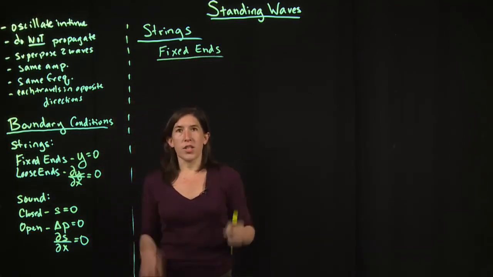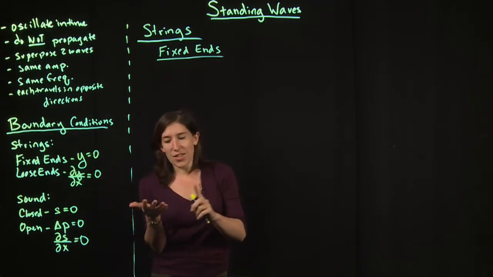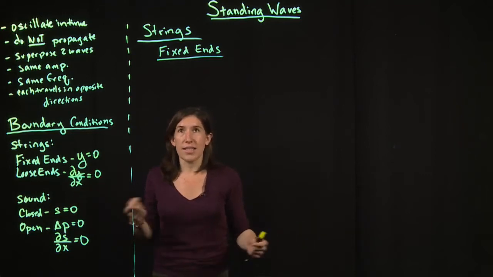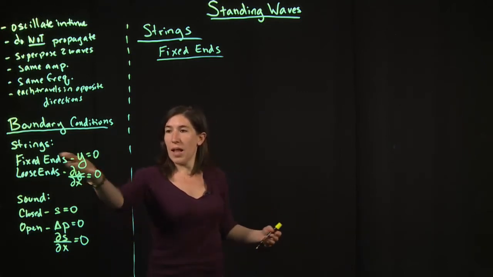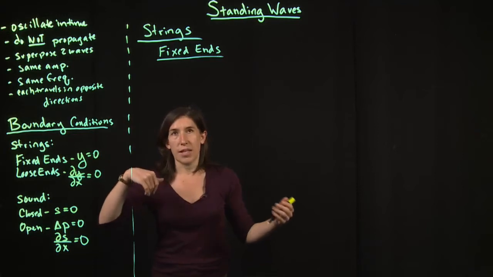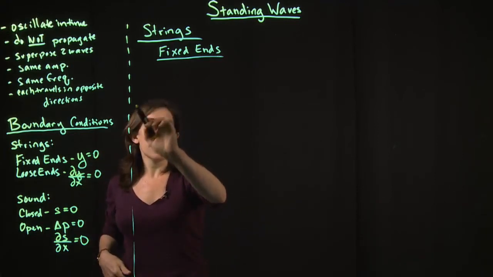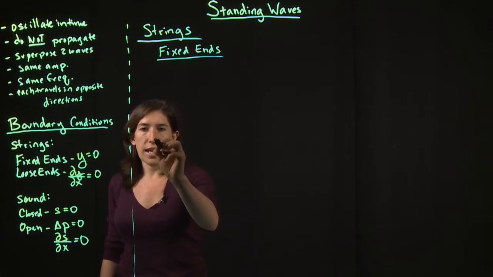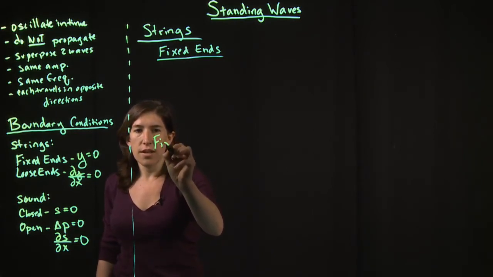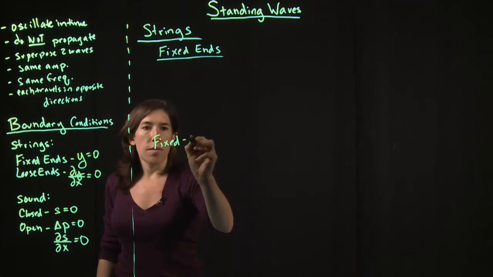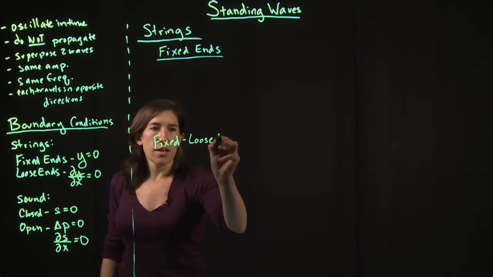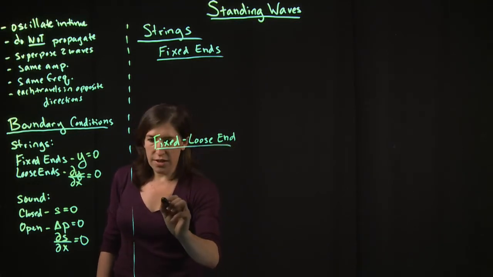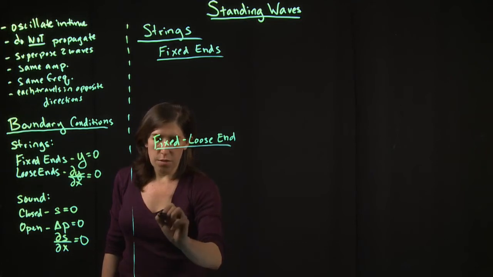well, I'll start by saying we're going to consider 3 different cases. We have 2 different types of boundary conditions, and we always have 2 different ends to consider. So we can apply the different boundary conditions in the various possible combinations. We could consider the case where both ends are fixed. We could also consider the case where you have one fixed and one loose end. And then we could consider both loose ends.